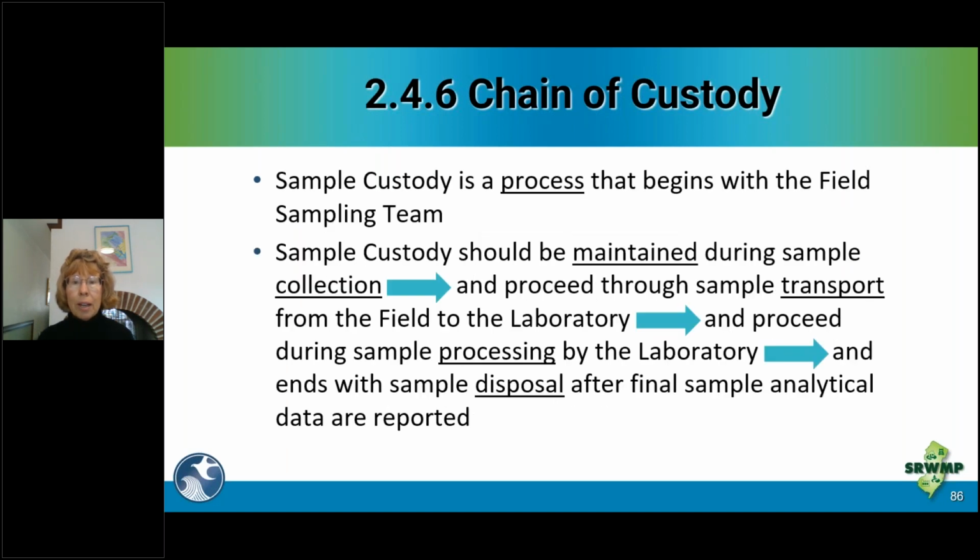Chain of custody is actually a process. It begins with the field sampling team ordering the containers from the laboratory, receiving them, maintaining custody over that set of containers during sample collection, proceeding through sample transport from the field back to the laboratory, and proceeding internally within the laboratory as the samples are processed. Custody actually ends with final disposal of the samples once the data are reported. Next slide.